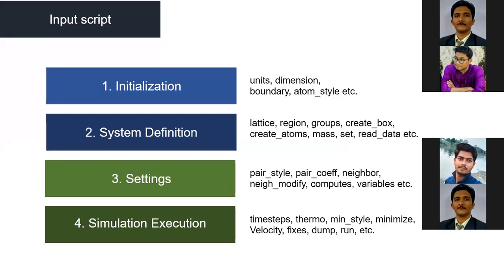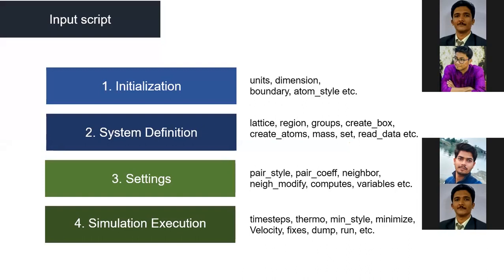And the neighboring list, I think you are familiar with the neighboring list. That neighboring list is listing a specific neighbor of atoms to reduce the computational cost. Okay, I will be discussing that later. But this is the main settings part, that we will be defining our force field in the settings part, and we will be defining the computes and variables. I mean, what you want to calculate further in the settings part.